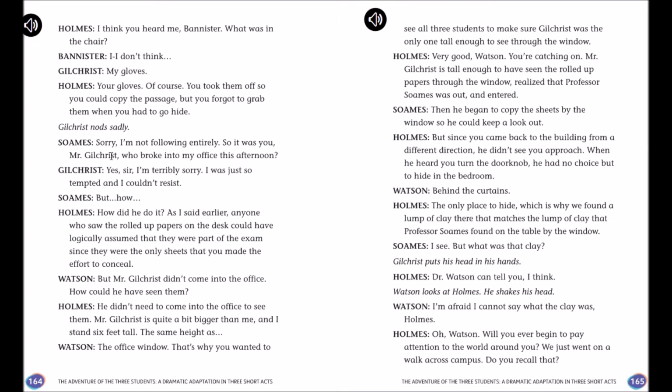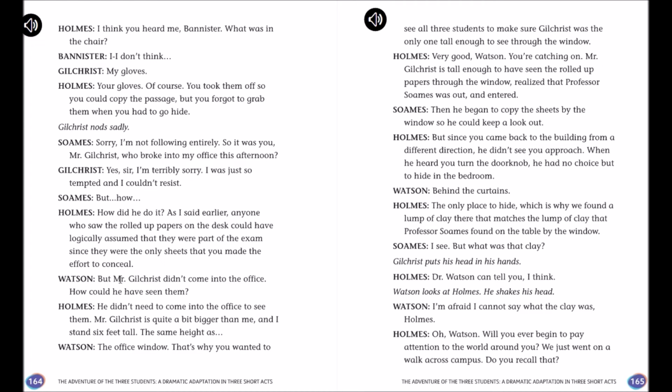Soames: Sorry, I'm not following entirely. So it was you, Mr. Gilchrist, who broke into my office this afternoon? Gilchrist: Yes, sir, I'm terribly sorry. I was just so tempted I couldn't resist. Soames: But how? Holmes: How did he do it? As I said earlier, anyone who saw the rolled-up papers on the desk could have logically assumed that they were parts of the exam, since they were the only sheets that you made the effort to conceal.